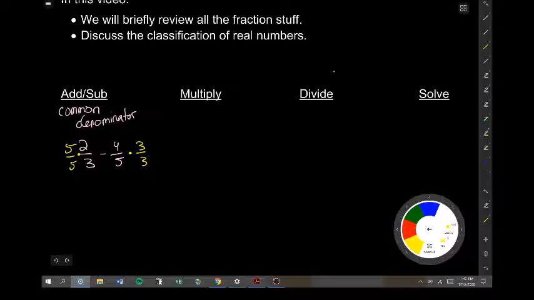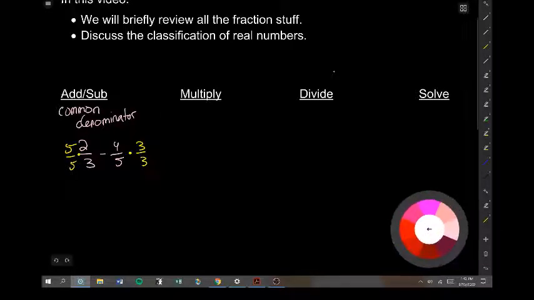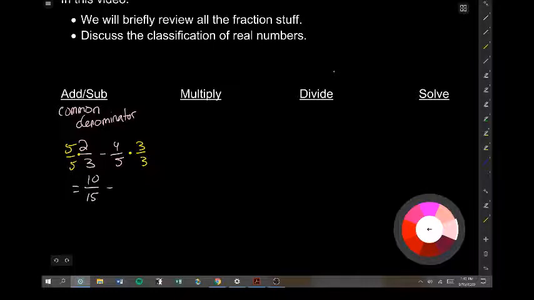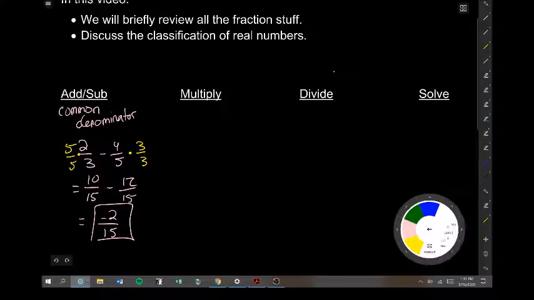I'm not going to go over how you can find denominators. If you want to talk about that with me at some point, we can. I expect at this point we can just get 10/15 minus 12/15, which in this case is -2/15. When you add or subtract fractions, you get a common denominator, and then the denominator doesn't change. It stays 15. That's different with multiplying.